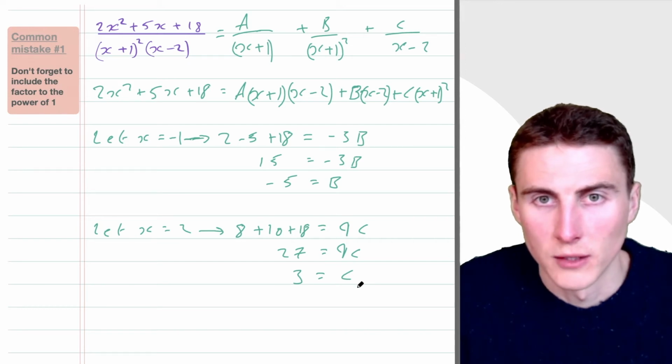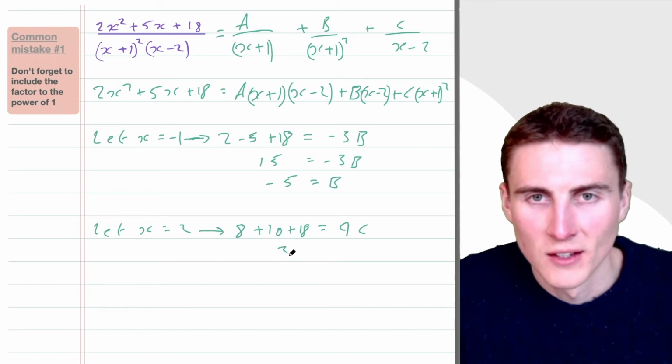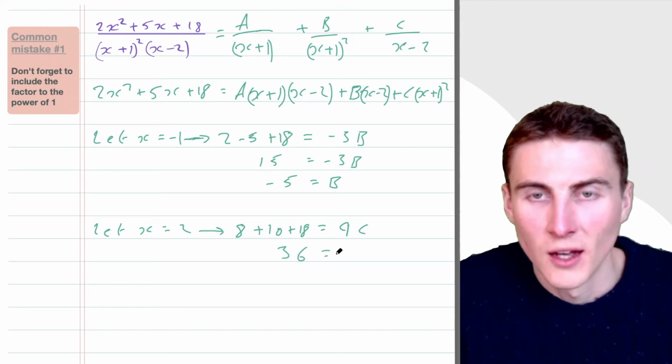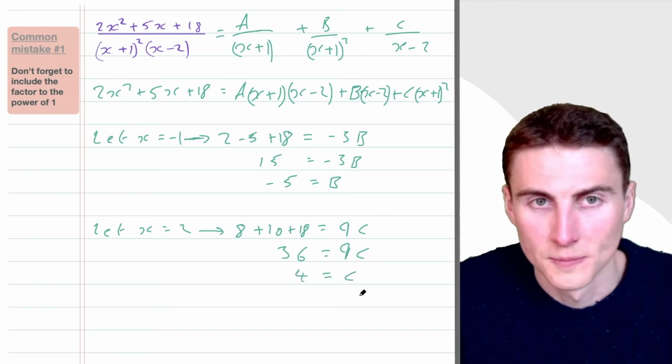So, hang on, my bad, that's not 27, that's 36. Apologies for that. 36 equals 9C. So then we divide both sides by 9, and we get 4 equals C. Okay.